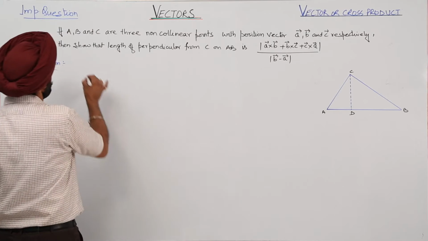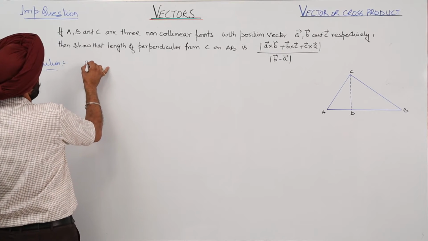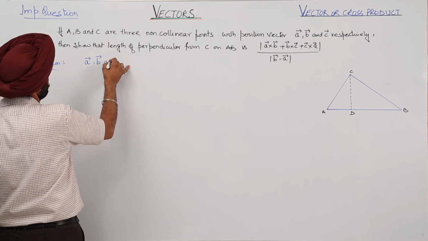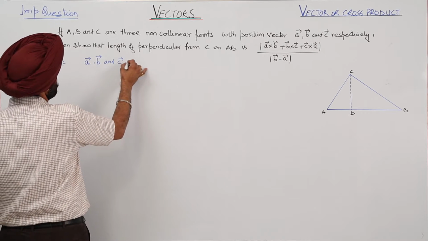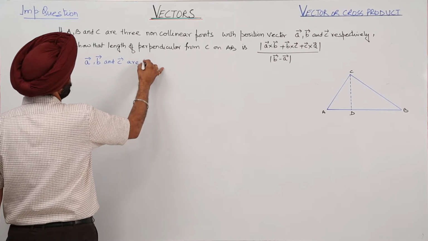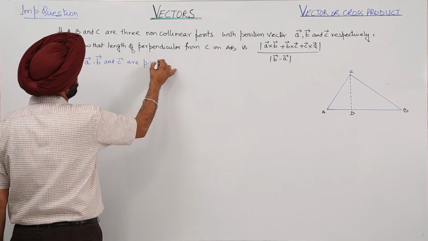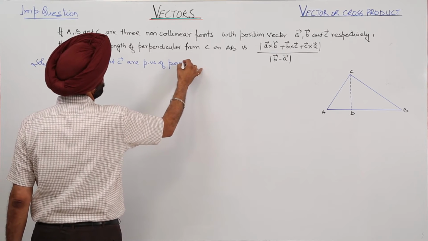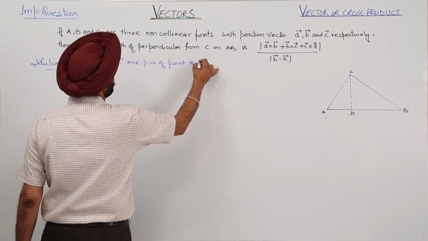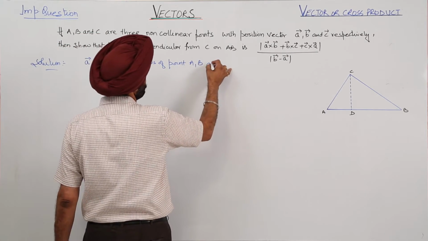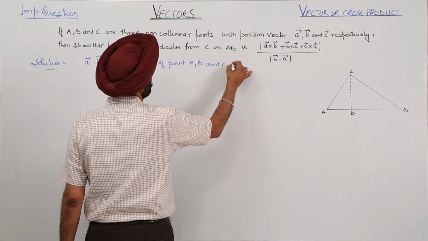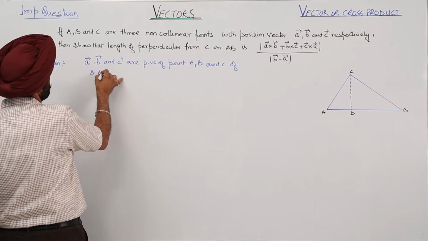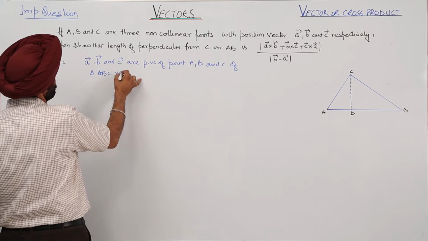Now, vector A, vector B and vector C are position vectors of points A, B and C of triangle ABC respectively.